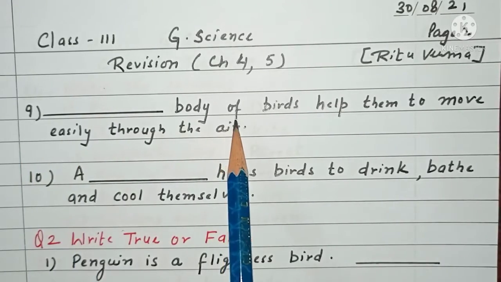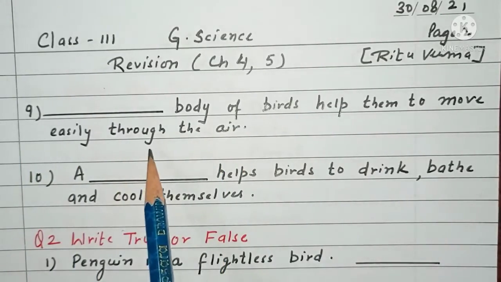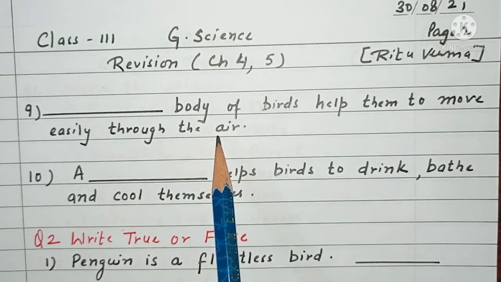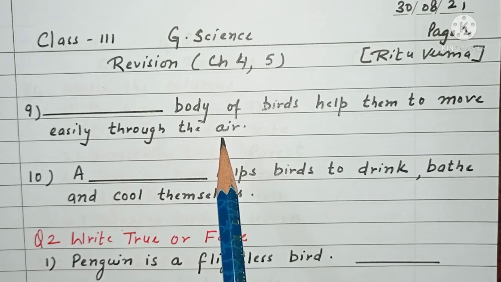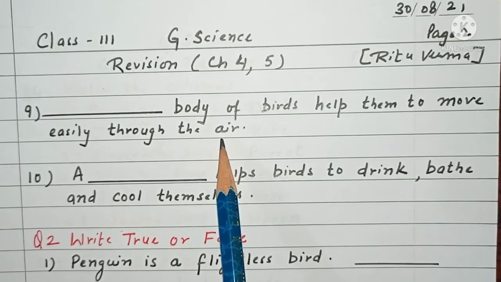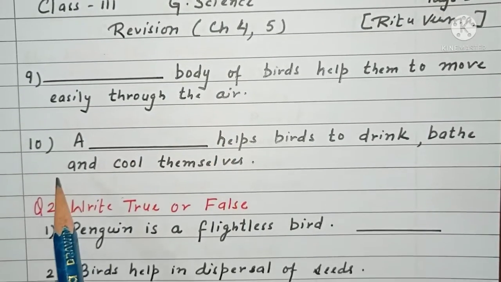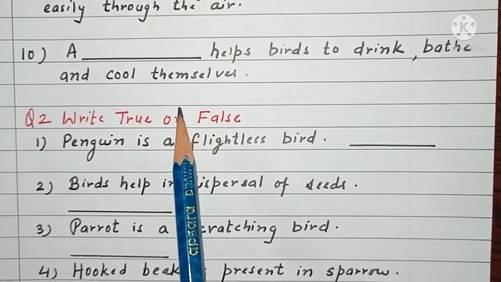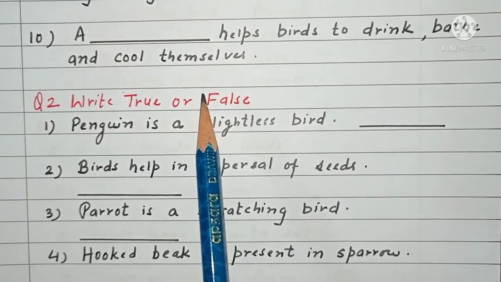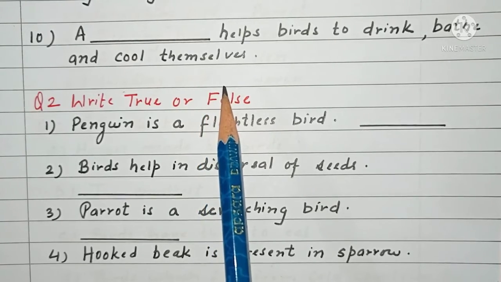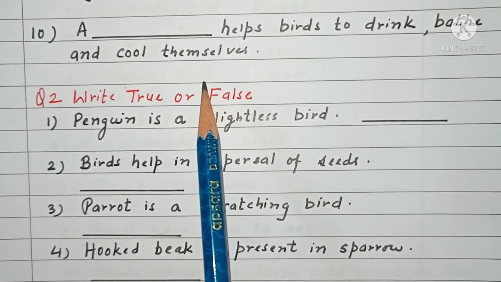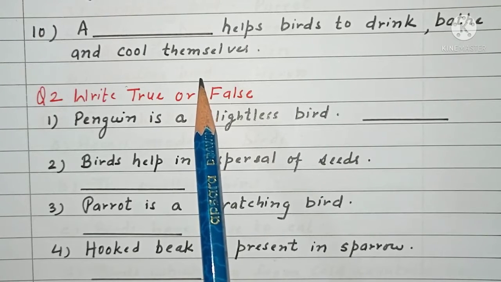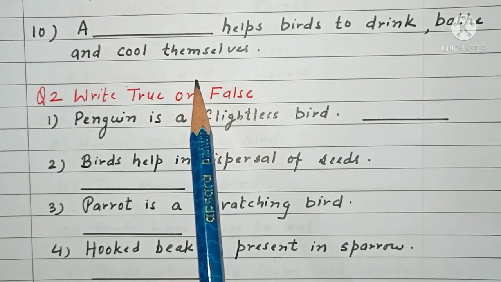Dash body of birds help them to move easily through the air. What kind of body do the birds have which help them to cut through the air? Write down the name, the special name. And number 10, a dash helps birds to drink, bathe and cool themselves. As you know this, the birds, they have to drink water, they have to bathe and cool. So what is there which is making them to do all these things? So write down the suitable name.